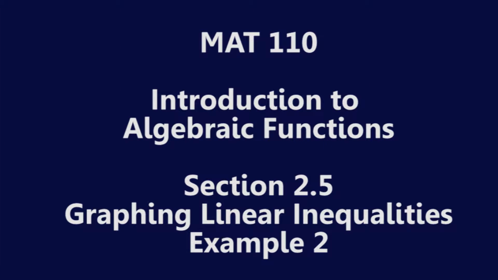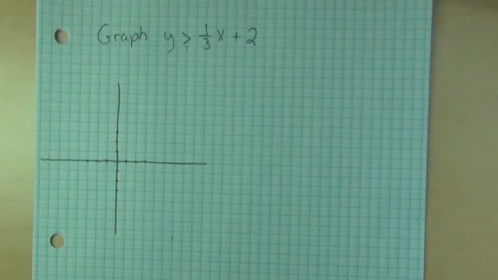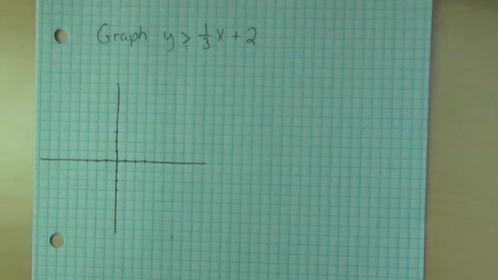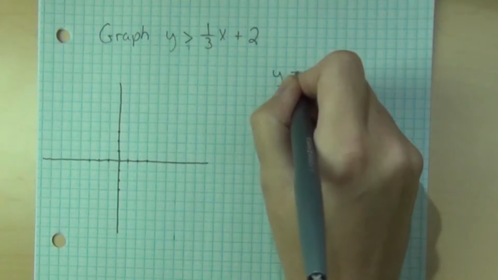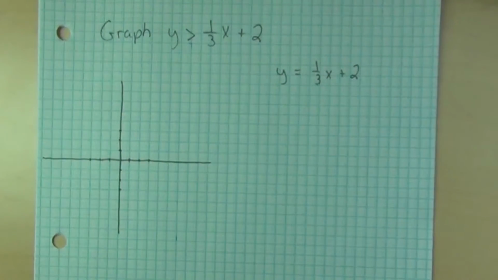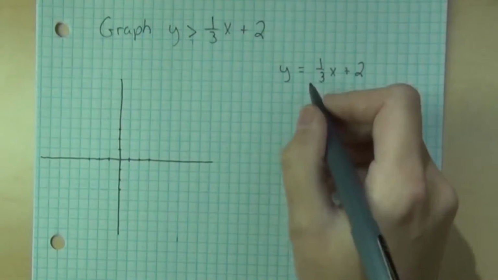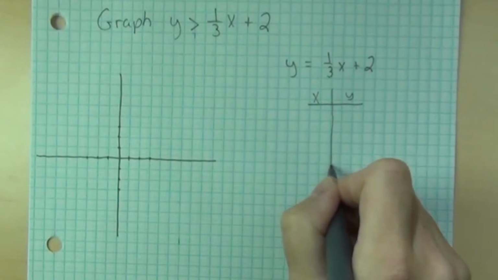Section 2.5, Graphing Linear Inequalities, example number 2. We're going to graph y is greater than 1/3 x plus 2. Of course, the first thing we need to do is graph the boundary line, which is pretend like this is an equal sign. So y equals 1/3 x plus 2. You can certainly use slope-intercept form there. I prefer to get a couple of ordered pairs and do it that way.